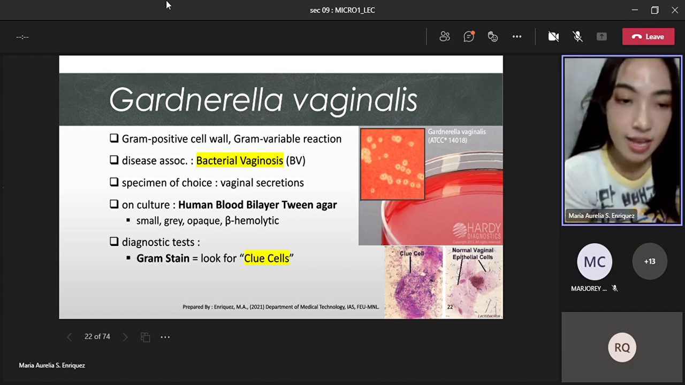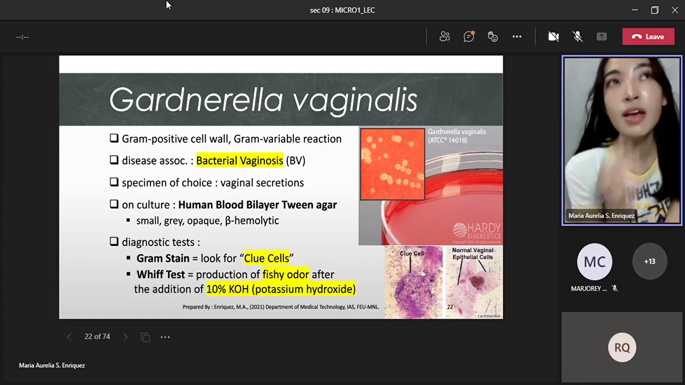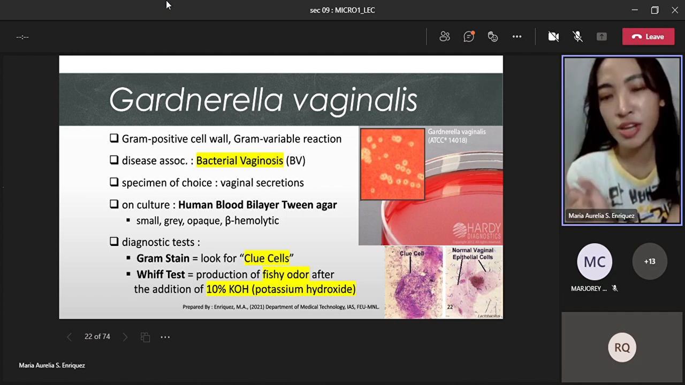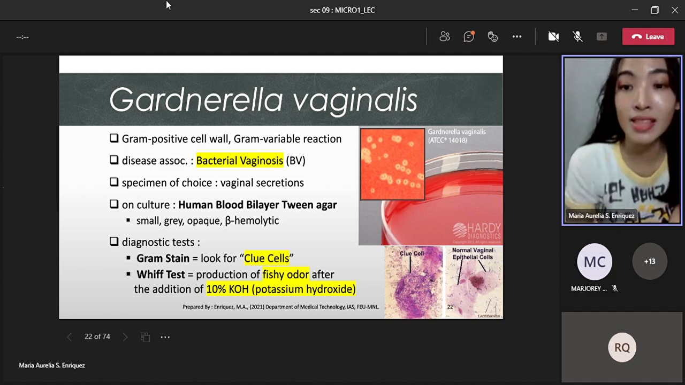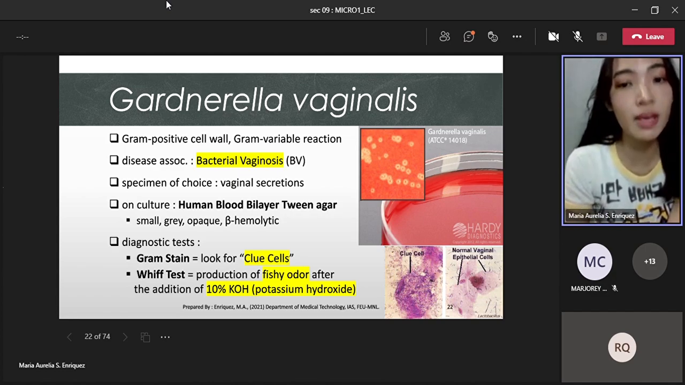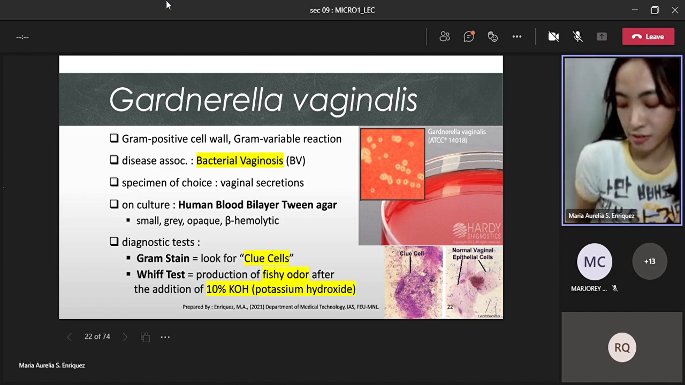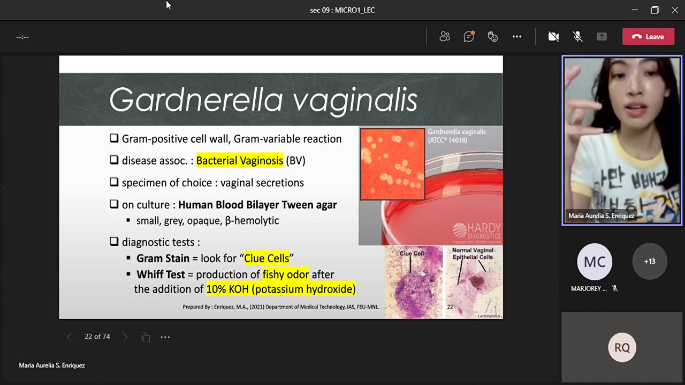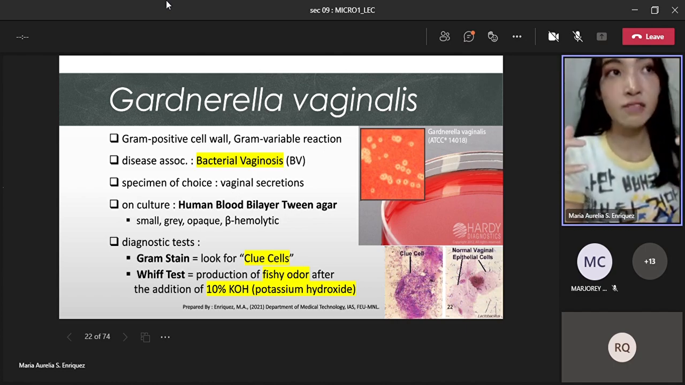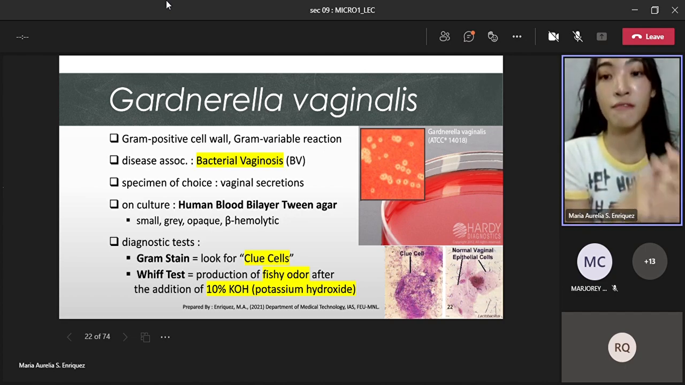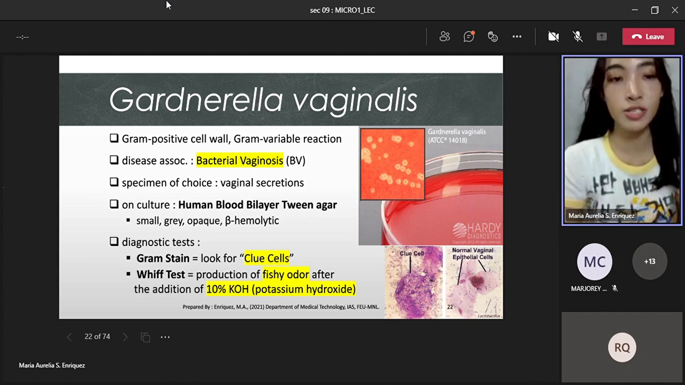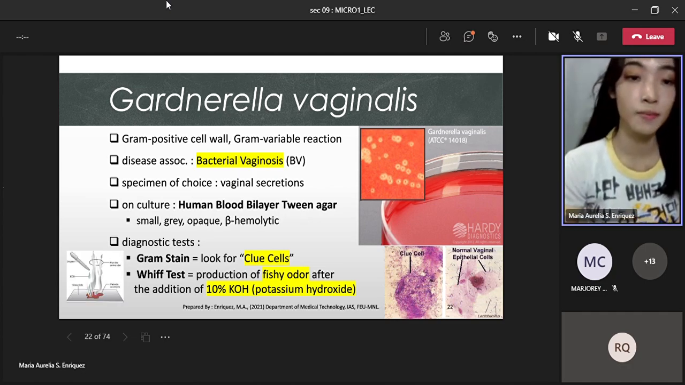Okay, so next is the whiff test. Okay, so yung whiff test naman po, after the addition of 10% potassium hydroxide, a fishy odor would develop, and this indicates that the infection is probably bacterial vaginosis. Okay, so ulitin po natin yon. 10% KOH plus vaginal secretions from the patient, if they would produce a fishy odor, then yun po, most likely bacterial vaginosis yung diagnosis ng pasyente.